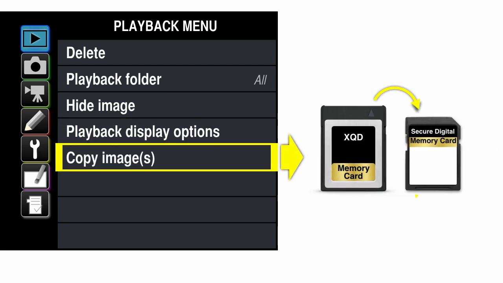We have 2 memory cards, which means we can copy images from one memory card. So if you take a bunch of images on one memory card, you can stick in a second memory card and copy images to that other card.